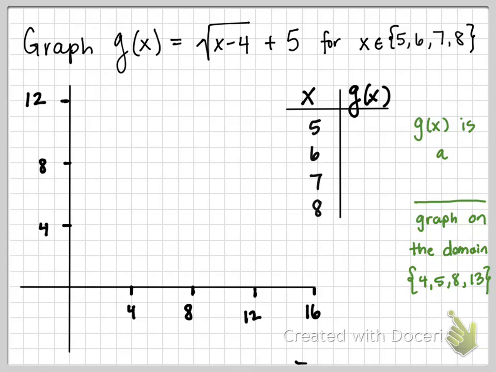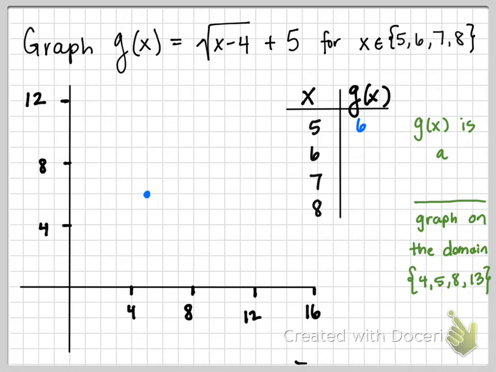Well, what that means is, again, we're going to evaluate those numbers. So we're going to plug in 5 to our function. So 5 minus 4 is 1. Square root of 1 is 1. 1 plus 5 makes 6. So I can graph when x is 5, y is 6.